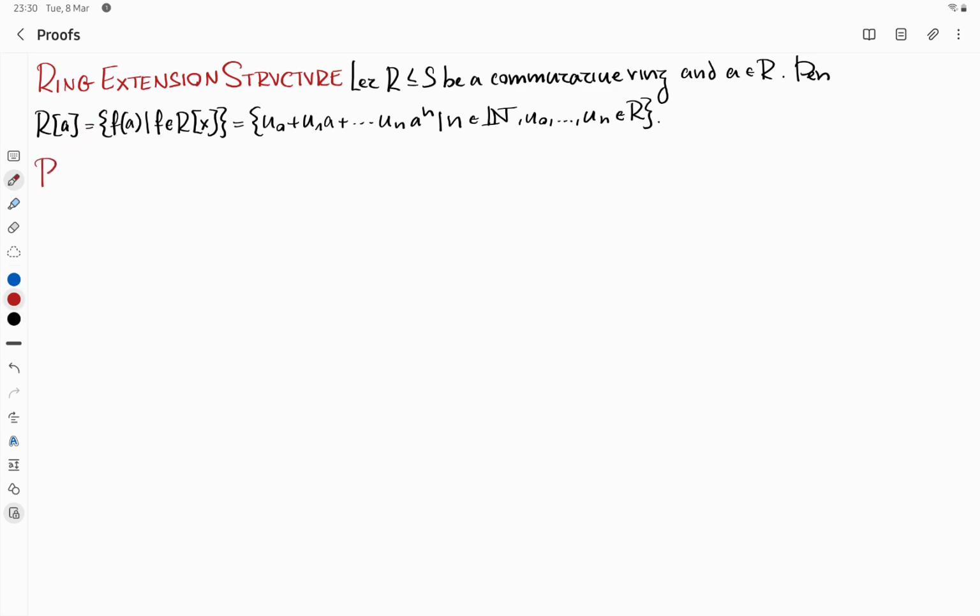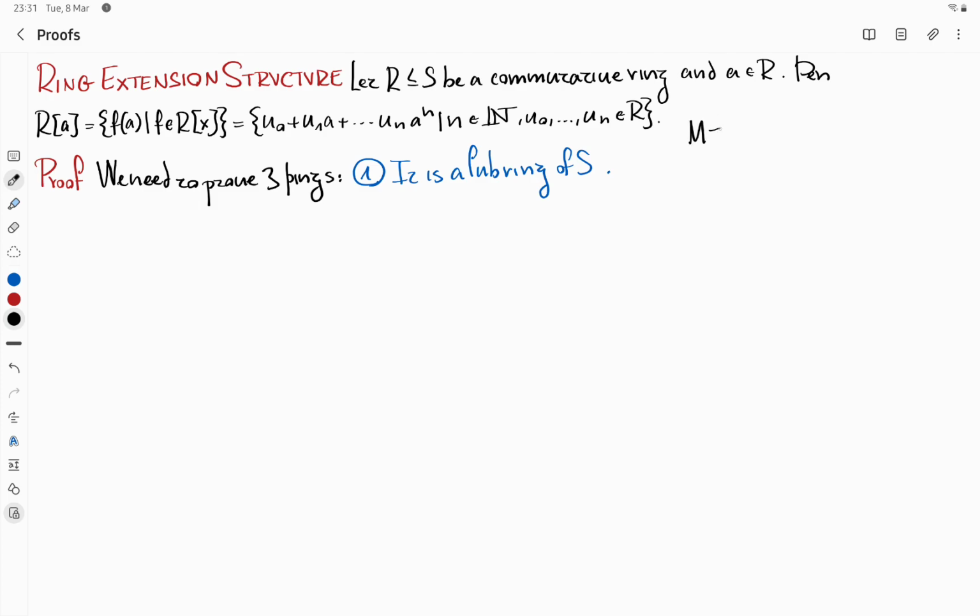Now, the proof. Well, we need to prove essentially three things, right? The first, that indeed it is, meaning this set, a subring of S.